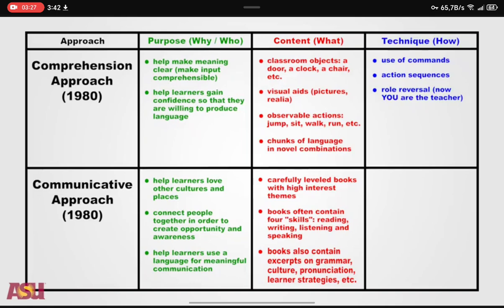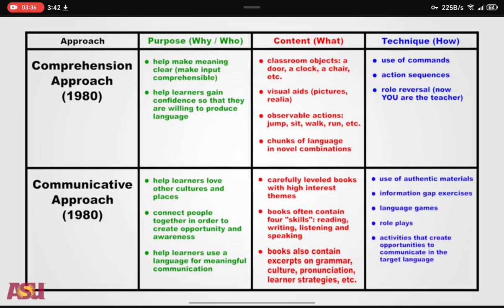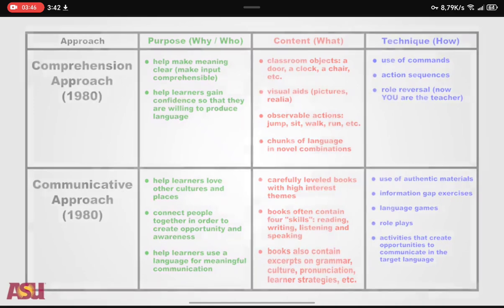Techniques in the communicative approach involve the use of authentic materials, information gaps, language games, and role plays. Activities and exercises put students in situations where they have opportunities to communicate using the language for meaningful purposes, such as getting information.